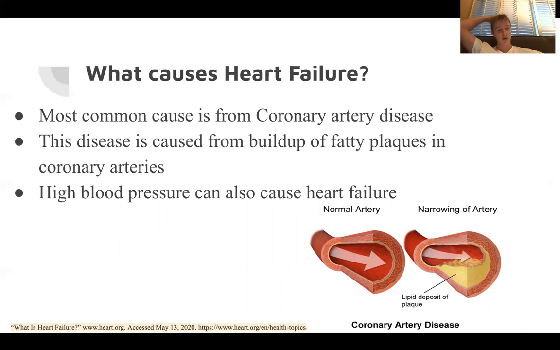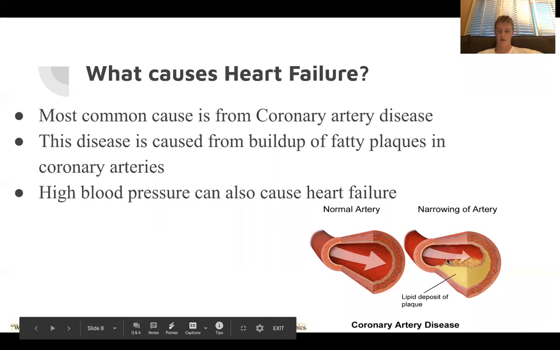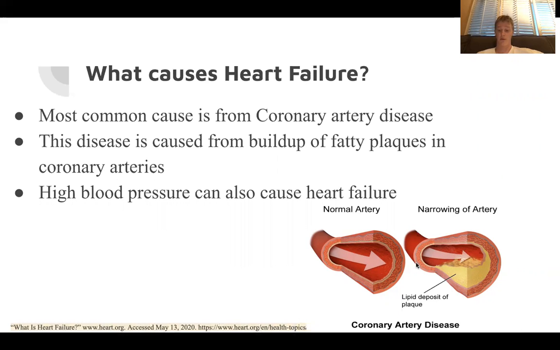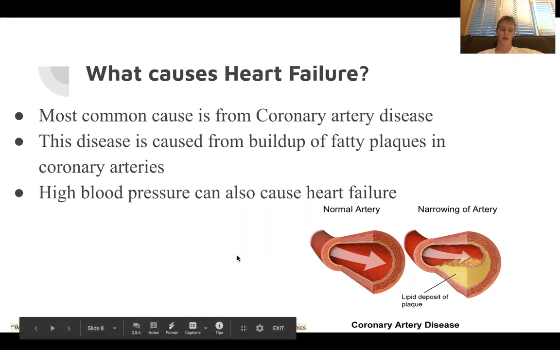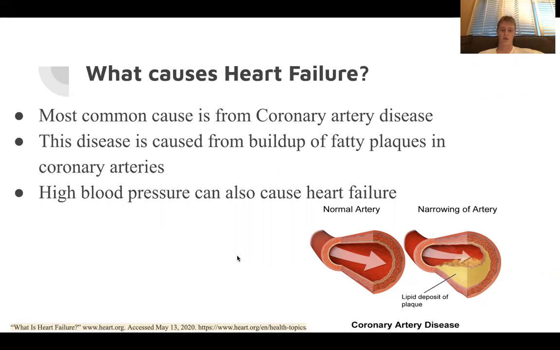The most common cause of heart failure is coronary artery disease. This disease is caused by a buildup of fatty plaques in the coronary arteries, which you see right here. This is what a normal coronary artery looks like going into the heart, and this is a coronary artery with fatty plaques built up. So you can see how blood and oxygen and everything could be reduced by the fatty plaques. And also, high blood pressure can cause heart failure.